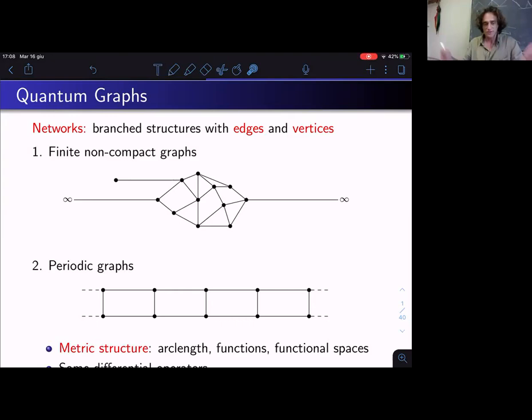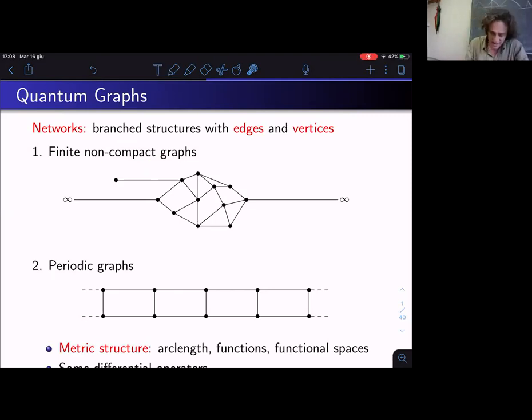You can imagine networks of whatever shape, but I will focus on two cases. The first case consists of those graphs which have a finite structure, in the sense that the number of edges and nodes is finite, and there is a compact core, but outside the compact core there is at least one half line, perhaps more than one, but at least one half line. Because of the presence of a half line, we talk about non-compact graphs. Indeed, as a metric space, you still not define the metric space, but we will define it.